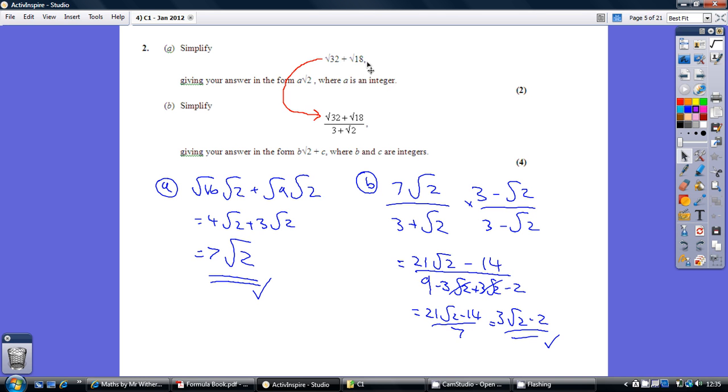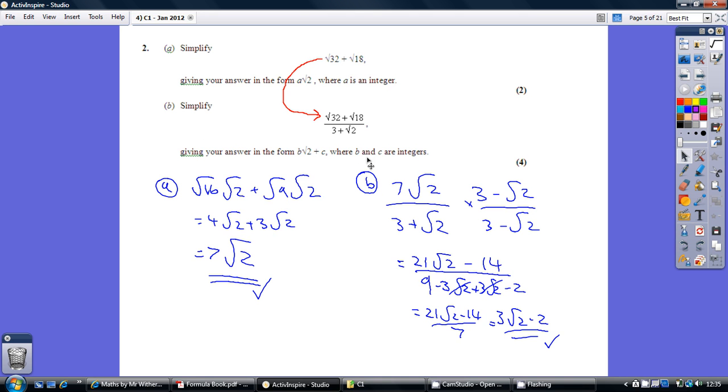Similarly 18, well 9 2's are 18, so that's the square root of 9 times 2, which can be thought of as the square root of 9 times the square root of 2. So obviously the square root of 16 is 4, so that's 4 lots of root 2. Square root of 9 is 3, so that's 3 lots of root 2. 4 lots and 3 lots just gives us 7 lots of root 2.